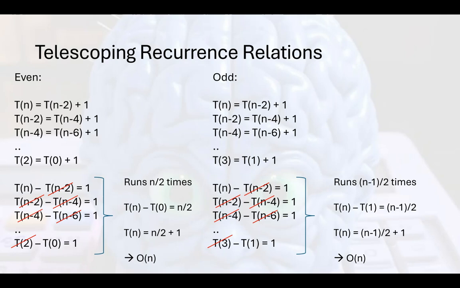We end up with, of course, another linear expression. So we have big O of n.